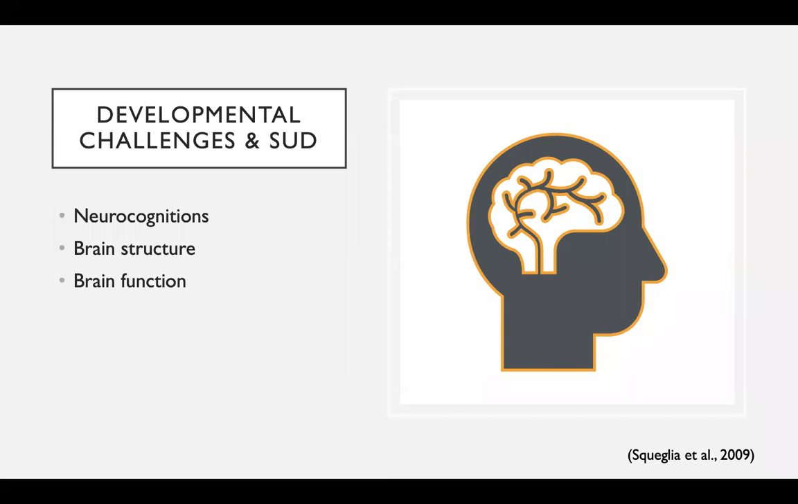There are developmental challenges in children and adolescents with substance use disorder. These challenges can be separated into three categories: neurocognitions, brain structure, and brain function. In terms of neurocognitions, studies have found that adolescent heavy drinkers exhibit decreases in memory, attention and speed of information processing, and executive functioning. In one study comparing alcohol-dependent and healthy control adolescents, researchers found that drinkers recalled 10% less verbal and nonverbal information compared to the controls.